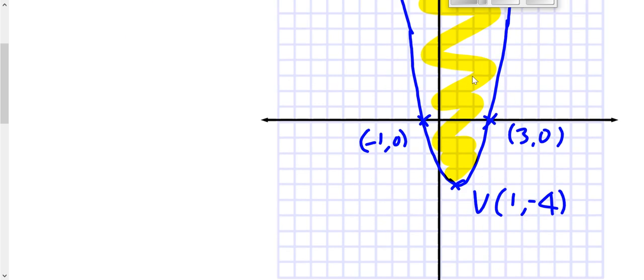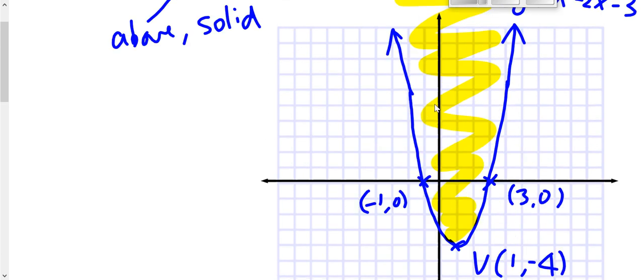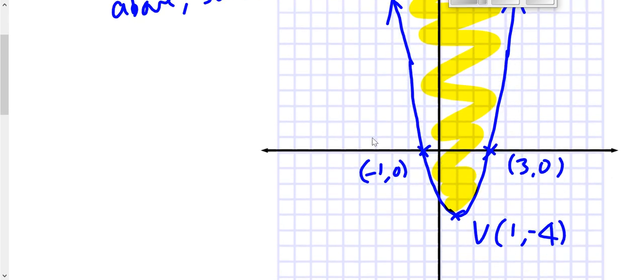Next, choose a test point from the solution area and see if it satisfies the inequality. There are so many points you can pick, but again, pick something easy for you. When I look at this graph, the shaded region, this one is a good one, 0, 0. So let me pick that. You can pick any other points, it would work out the same, except the numbers are different. So let's pick a point. This one is 0, 0.